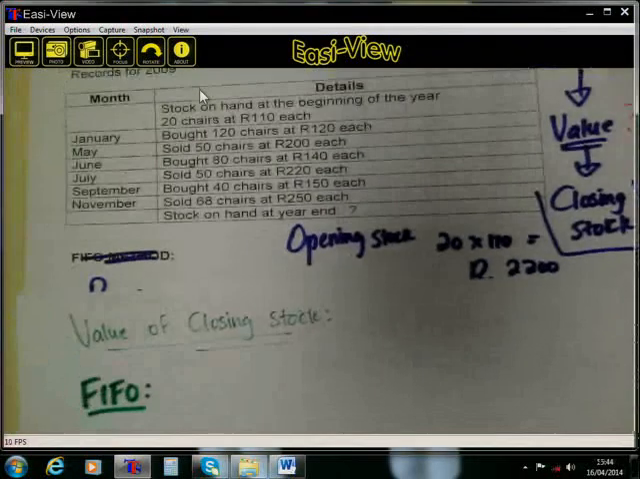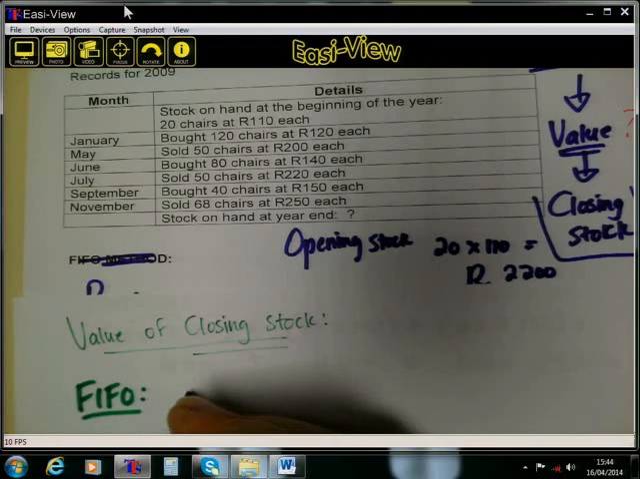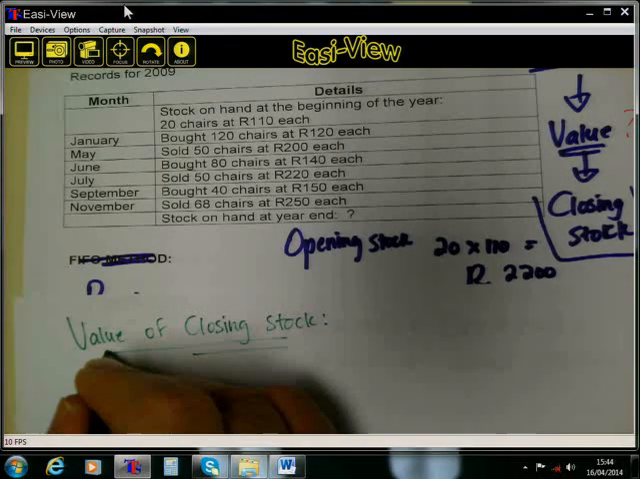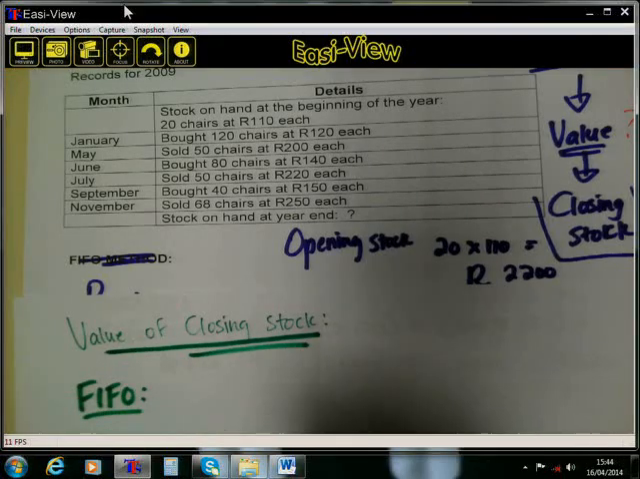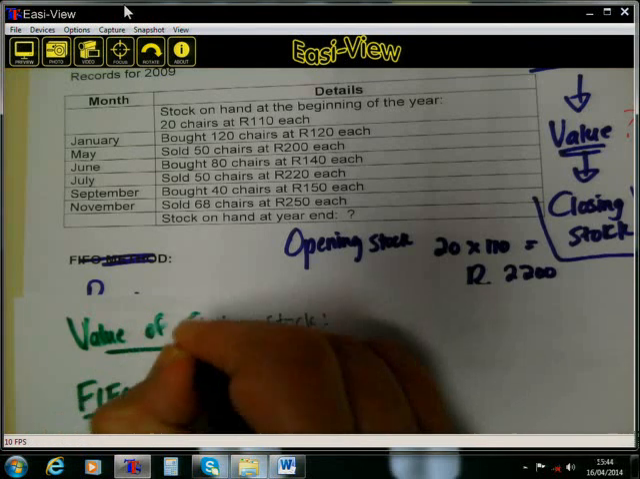First in, first out. So that means that whatever I bought first, I sold as quickly as possible. Sorry, let me just get my things. Okay, here, value of closing stock.